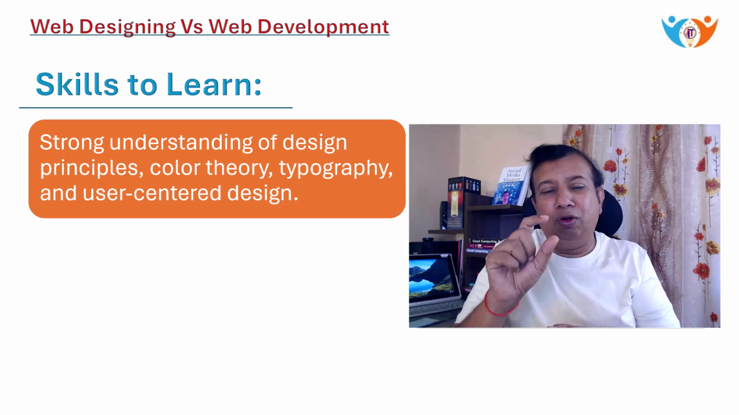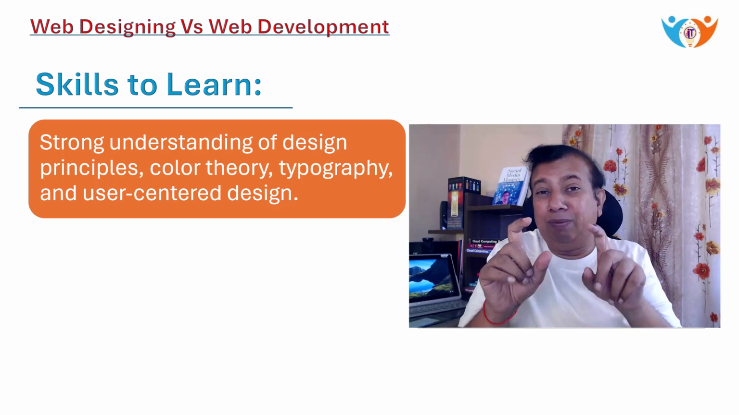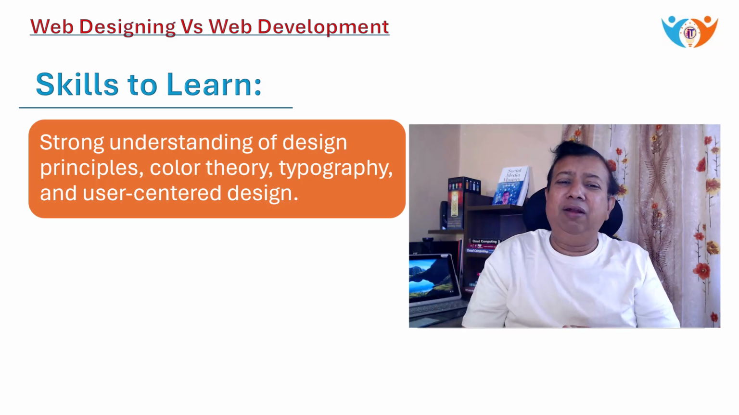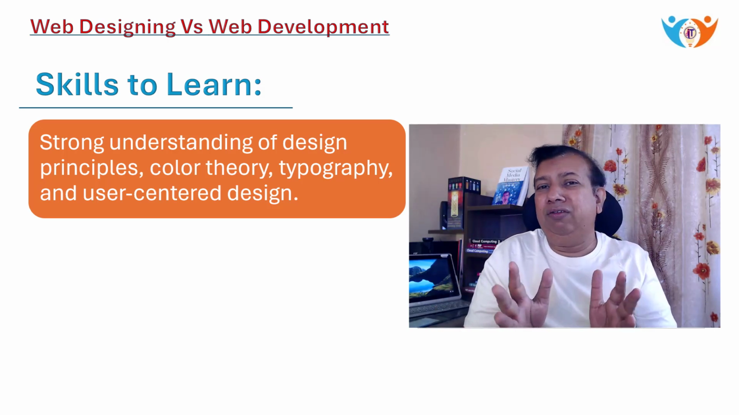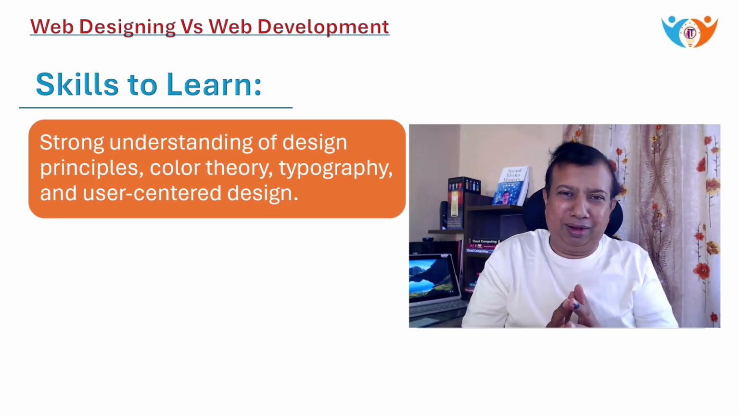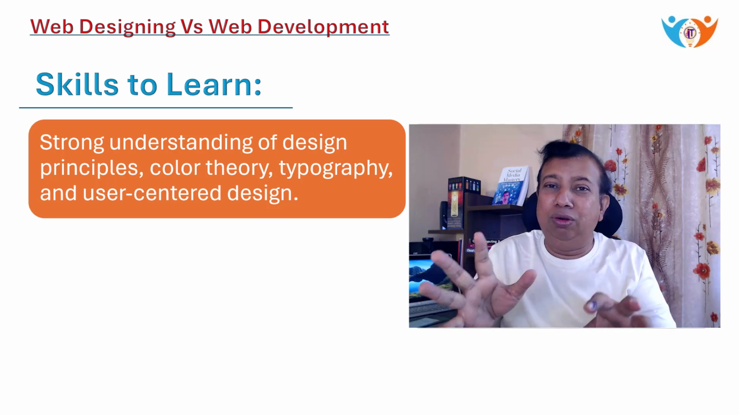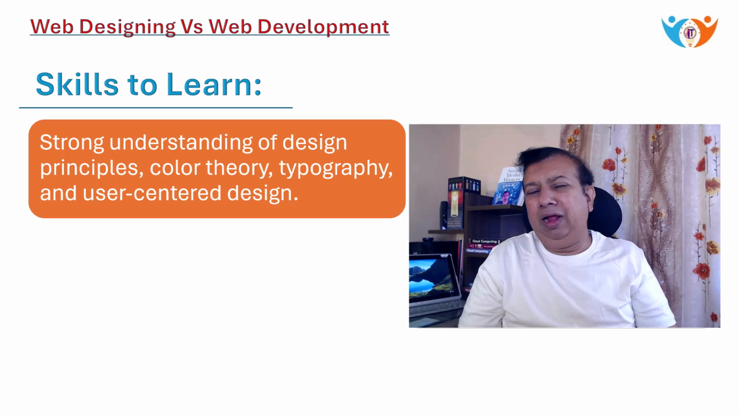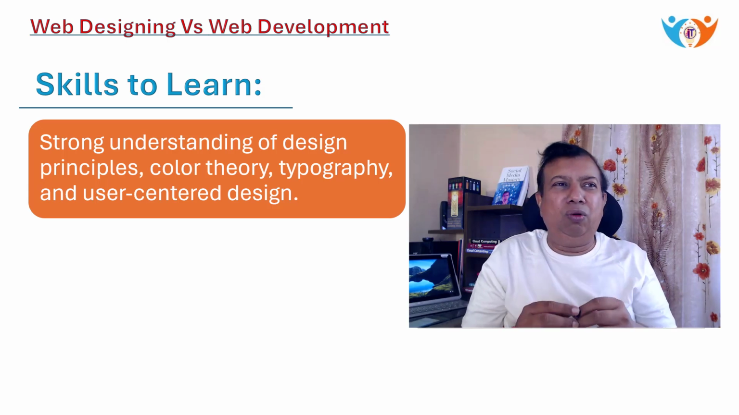Typography: which kinds of words you are going to use, which kinds of font you are going to use, what should be the style and color of your text. And user-centric design. You have to find out what kind of users you are going to have from the market, and according to your users you have to design your elements properly. Now, these are the skills, and one has to work on those concepts.